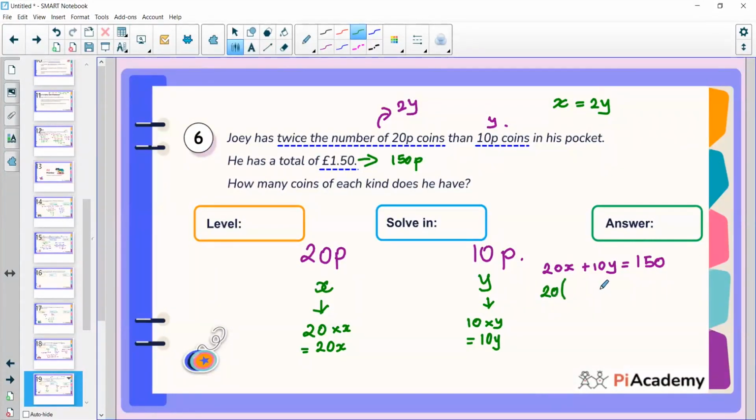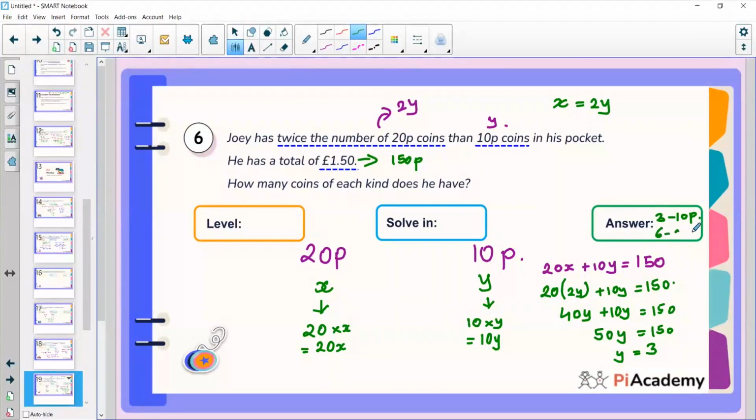So this would be 20 times 2y plus 10y equals 150. So how much is this? This is 40y plus 10y equals 150. So making this 50y as 150, giving us the value of y as 150 by 50, which is 3. What does this mean? That means he has 3 10p coins. And how many 20p coins? 2 times 3, which is 6. So 3 10p coins and 6 20p coins.